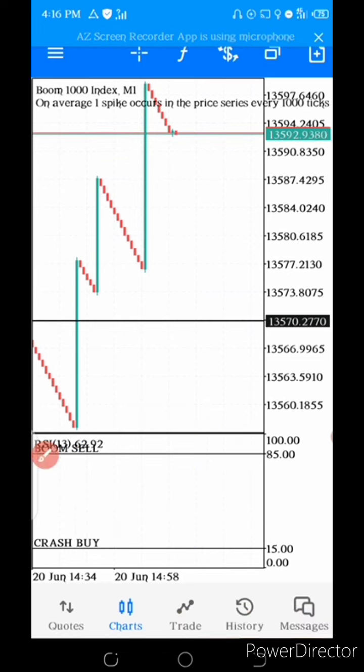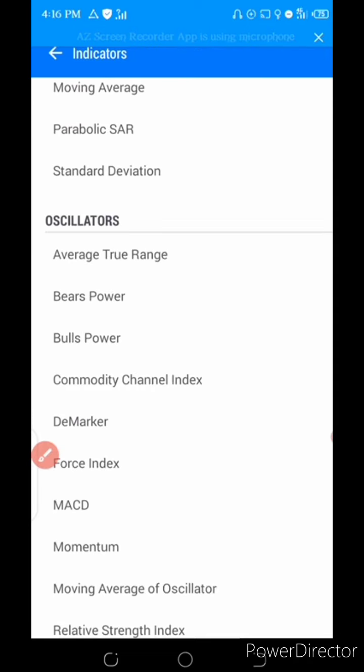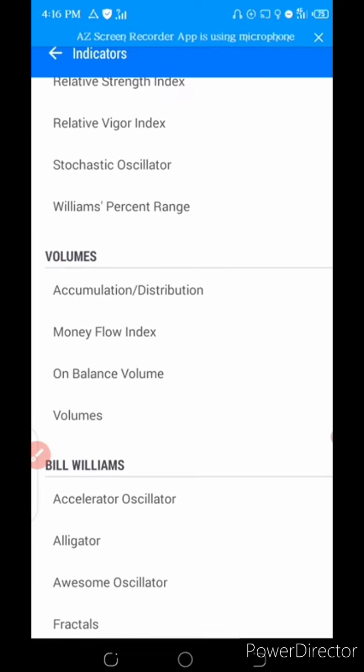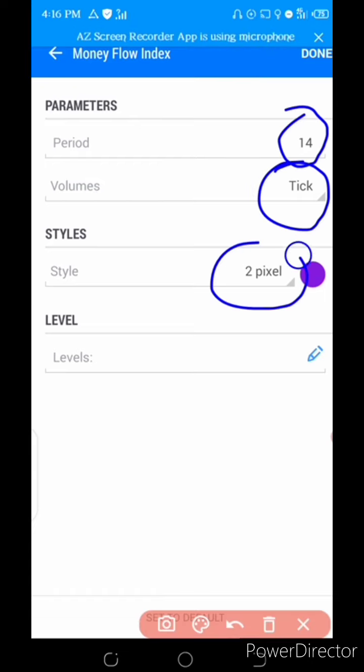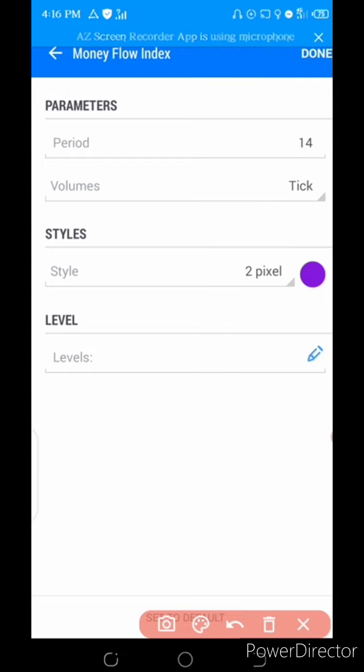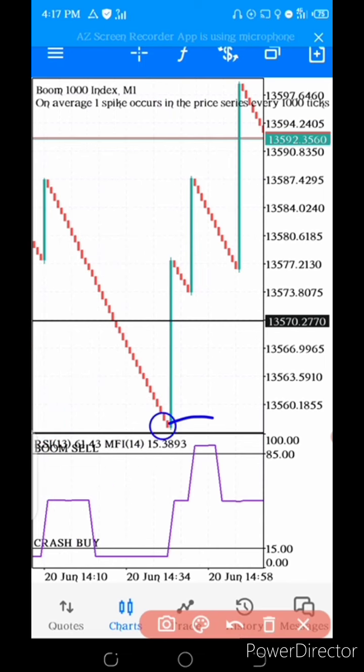The next thing you want to add, you click on the F button, and you are going to click on indicator window 1. The next thing you want to add when you click on indicator window 1 is your money flow index. So this is the money flow index, so you are going to add the money flow index. Click on it, and you are going to make the period 14, volume set to tick. Your style could be whatever pixel you want and whatever colors you want. Leave the levels blank. Don't put anything in the levels, and once you've added it, you're just going to click done, and you can see we have our MFI using the levels of the RSI.